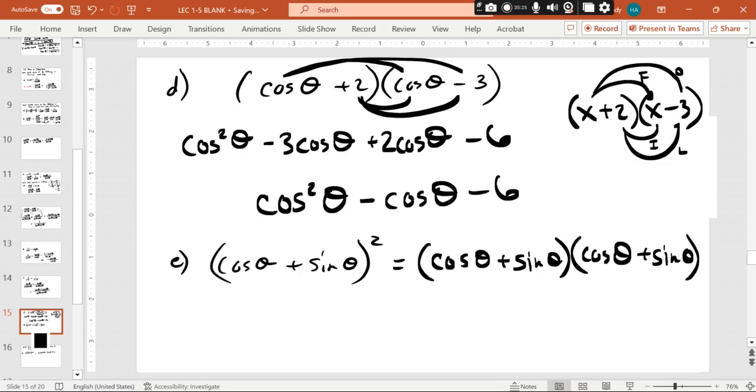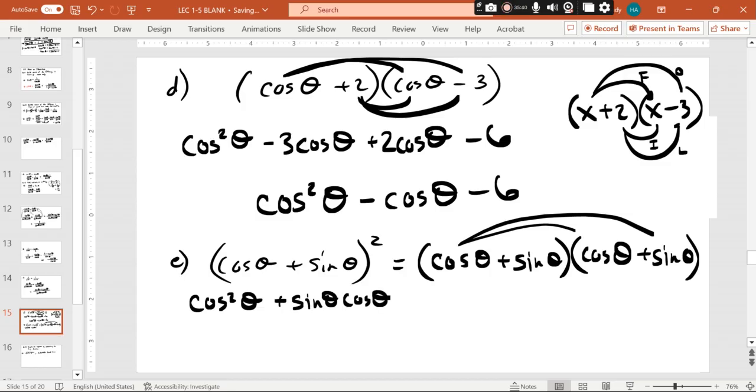Here we go. So cosine times cosine is cosine squared. This guy will give me, oh, one's a cosine, one's a sine. So normally we write sine first. Customary, it's not that it's incorrect, but that's just the way it has been. And then we multiply these guys. The inside one, sine times cosine, will give us another sine theta cosine theta. And then the last one here, sine theta times sine theta gives me sine squared theta.